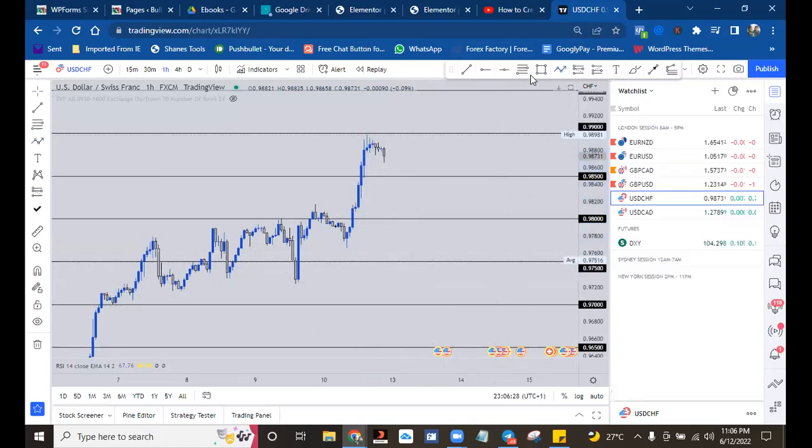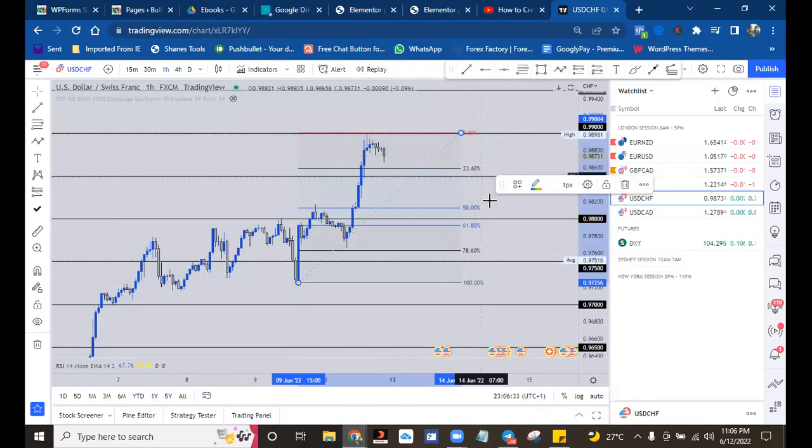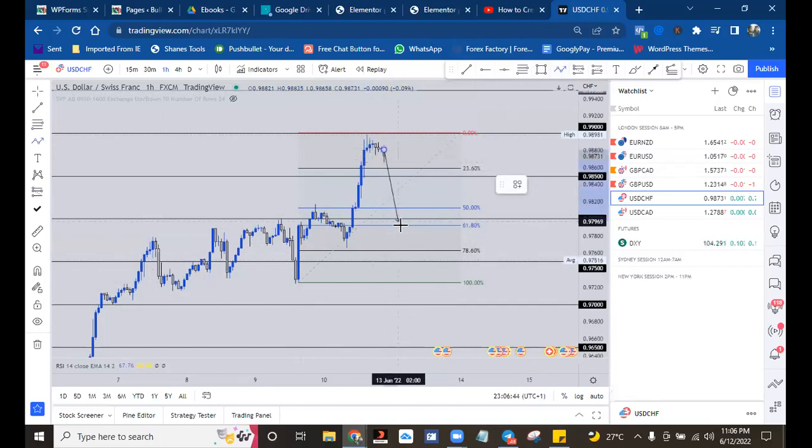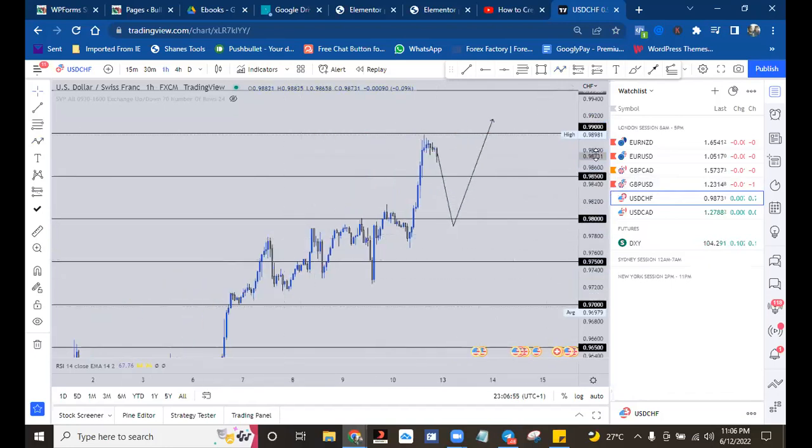So I can decide to use the Fibonacci and bring it out like this, and look for the 50% level. Here is the 50% level. So who knows, it might likely begin its move right here or right here. So I'll just have to be patient and wait for the bearish move before I look for my buying opportunity in the USD CHF market for the week.